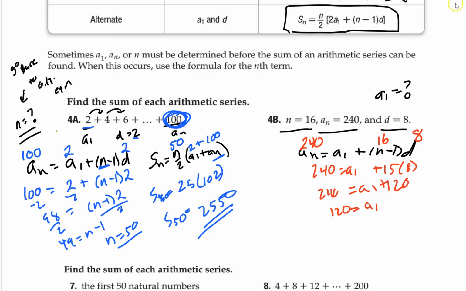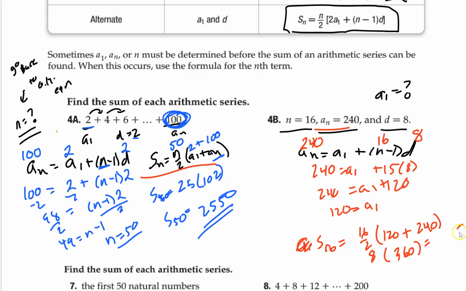Right? Again, once you have that, you can plug into any formula you want. Again, we have the last term, so I'd be remiss if I didn't use the easier formula. S of 16, because we have the 16th term. Just using the same formula I used right here. Would be n over 2. In this case, my n is 16, so 16 over 2. The first term, which we just found, is 120, plus the last term, 240. So I'm going to get 8 times 360. Whatever, that's a 0, 48, 24, so 2880.